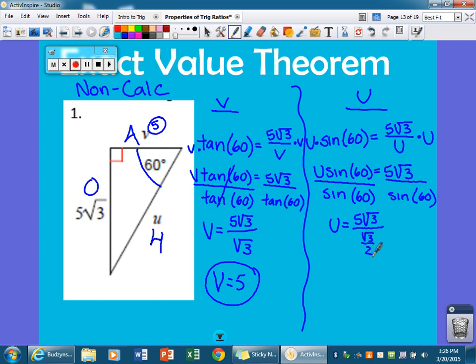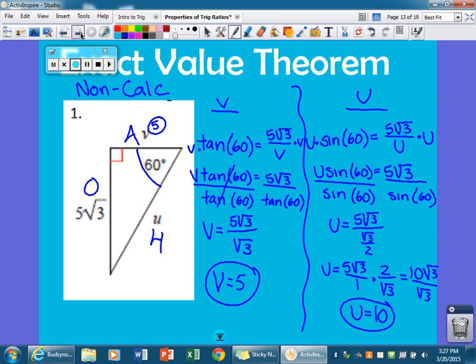Now remember, when you are dividing and you're also dividing fractions, it becomes U equals 5 square root of 3 over 1 times the reciprocal. That's 2 over square root of 3. So 5 times 2 is 10 square root of 3 over square root of 3. So guess what U equals? 10. And there you go. I'm going to do another example with you, but feel free to come back to this one, because this one is like the other two that you're going to have to do by yourself.